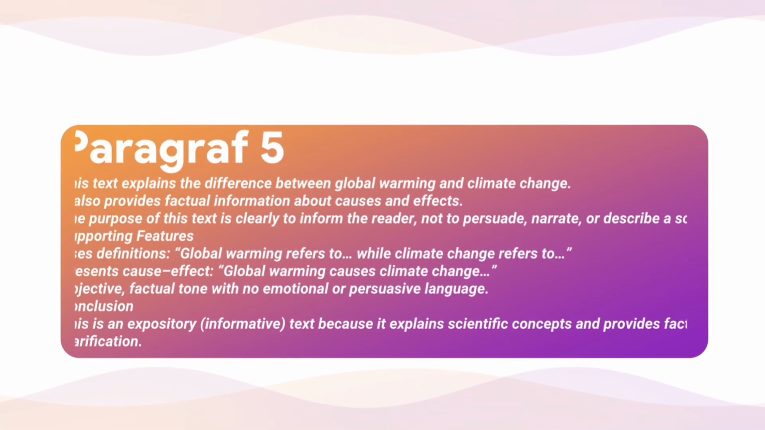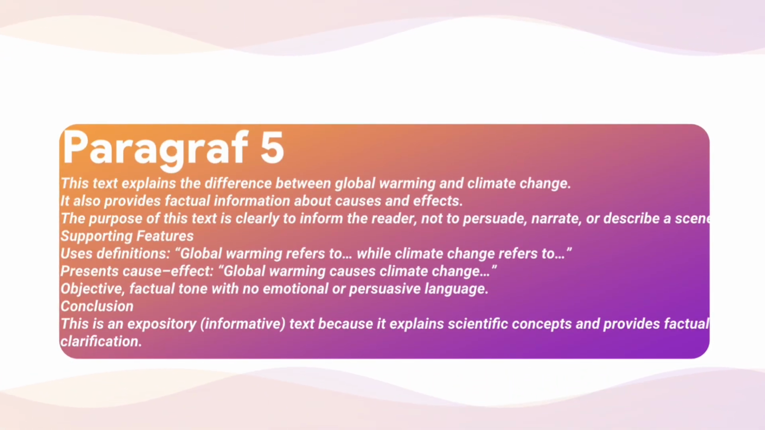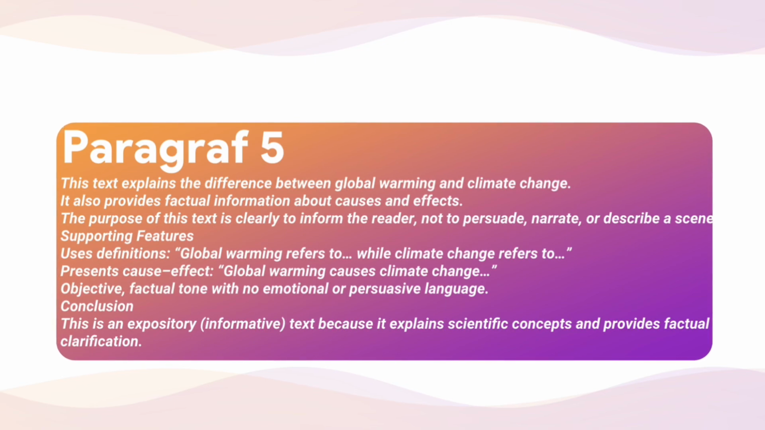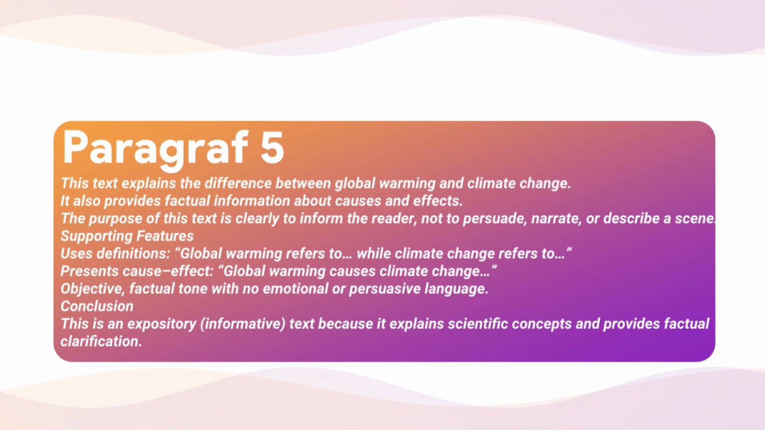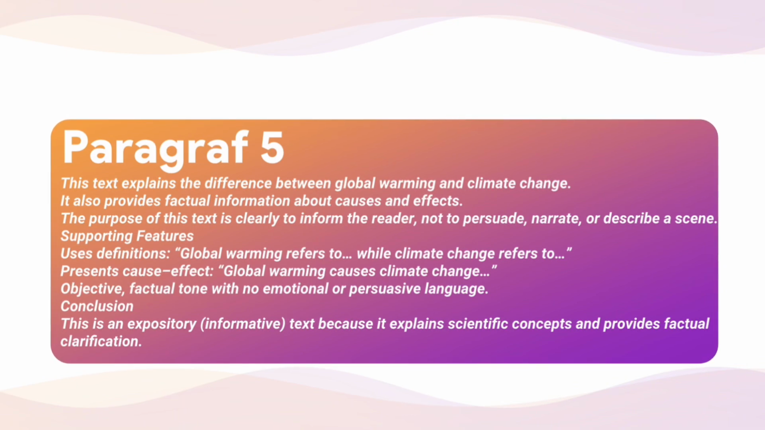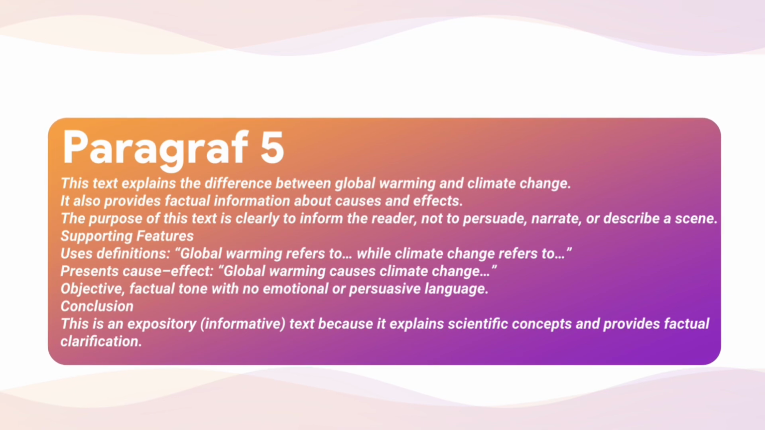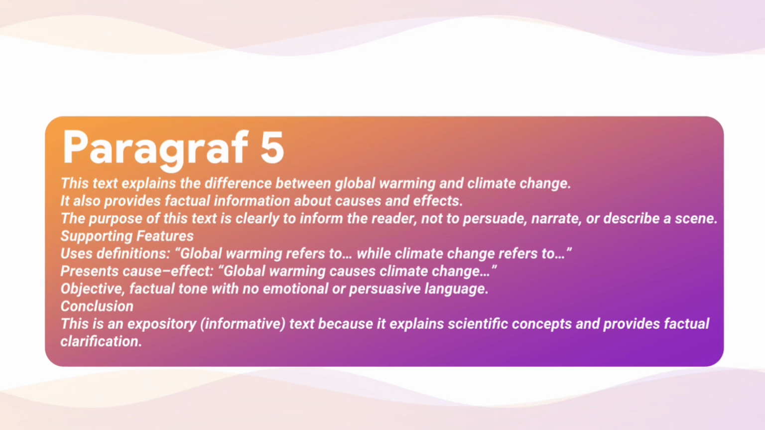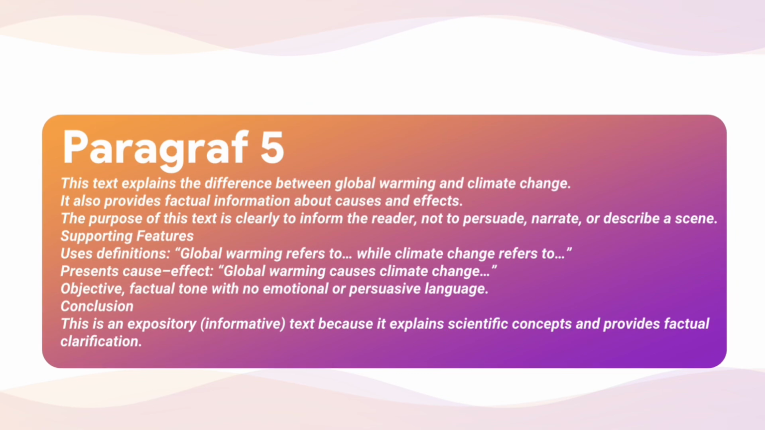The type of text for this paragraph is expository or informative. Why? Because this text explains the difference between global warming and climate change. It also provides factual information about causes and effects. The purpose of this text is clearly to inform the reader, not to persuade, narrate, or describe a scene. So the conclusion is, this is an expository or informative text, because it explains scientific concepts and provides factual clarification.